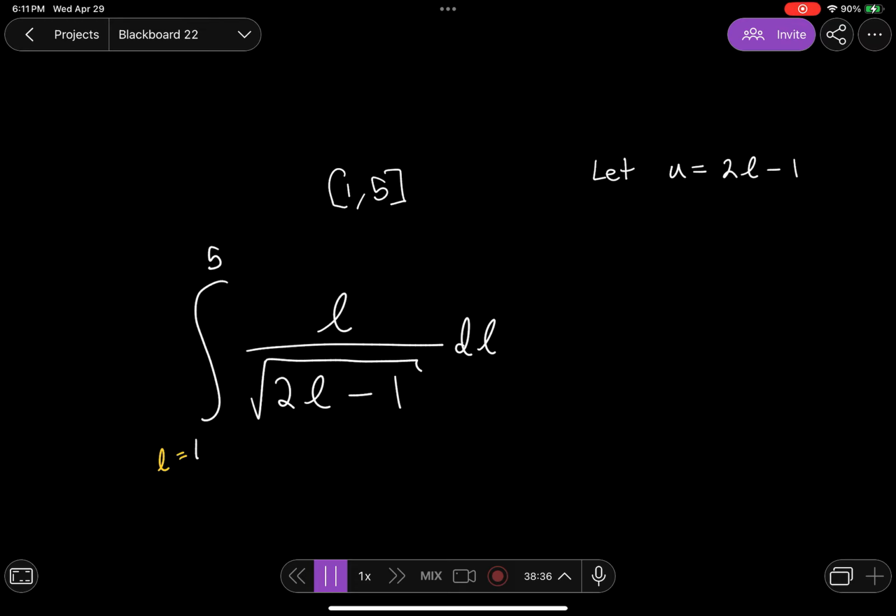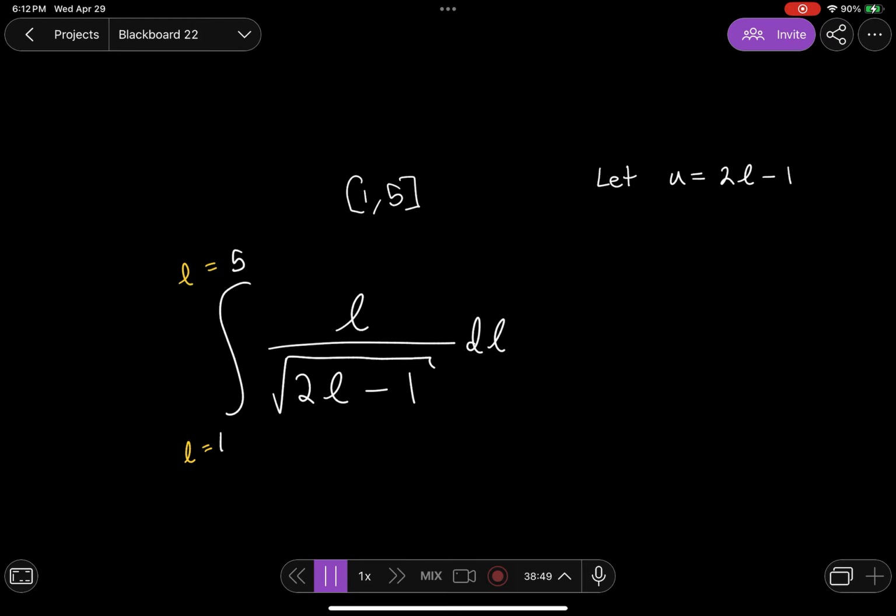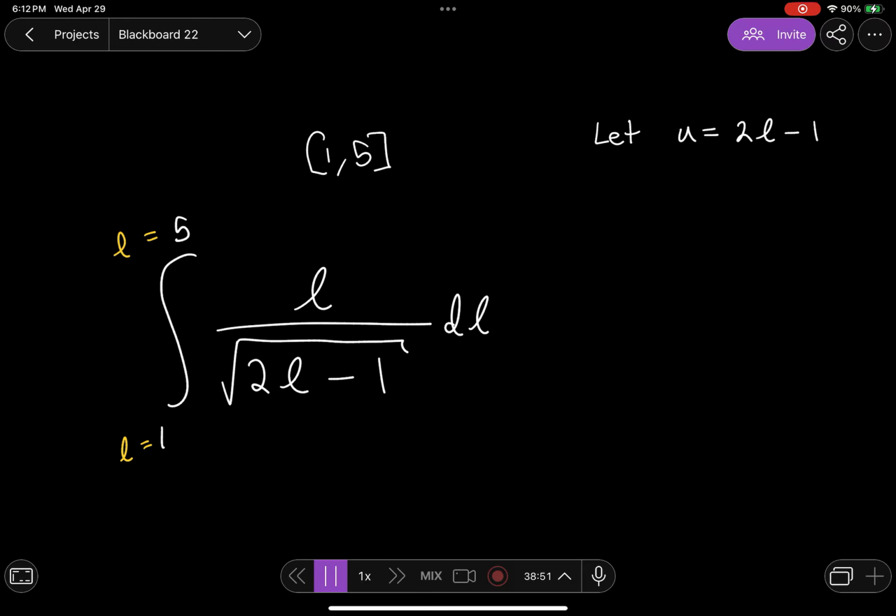This is L equals 1. I want the area under the curve L over the square root of 2L minus 1 from L equals 1 to L equals 5. So this is also with respect to L. If I want to transform this integral, I need to ask the question, well, what does u equal when L is equal to 1? All right, so here's how I do that.